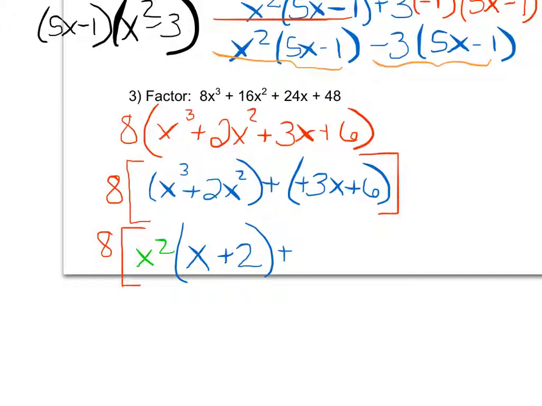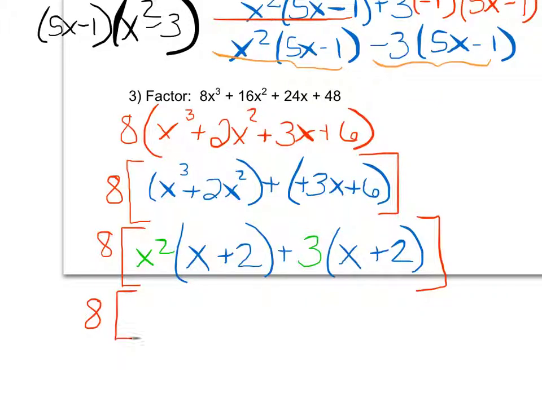If I ask myself, what can 3x and 6 both be divided by? I know they can both be divided by a positive 3. Asking myself, okay, once I factor that positive 3 out front, what's left? Well, 3x divided by 3 leaves me with an x. 6 divided by 3 leaves me with a plus 2. I'm also going to go ahead and close those brackets that I started in the beginning. And then again, my 8 drops down.